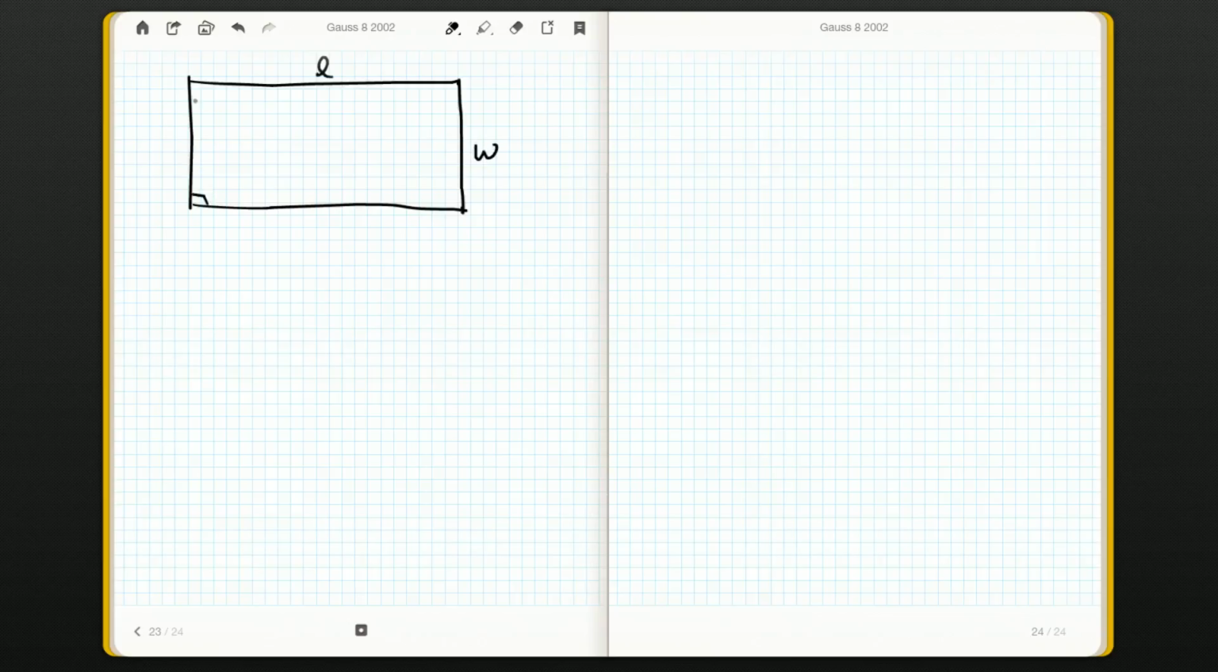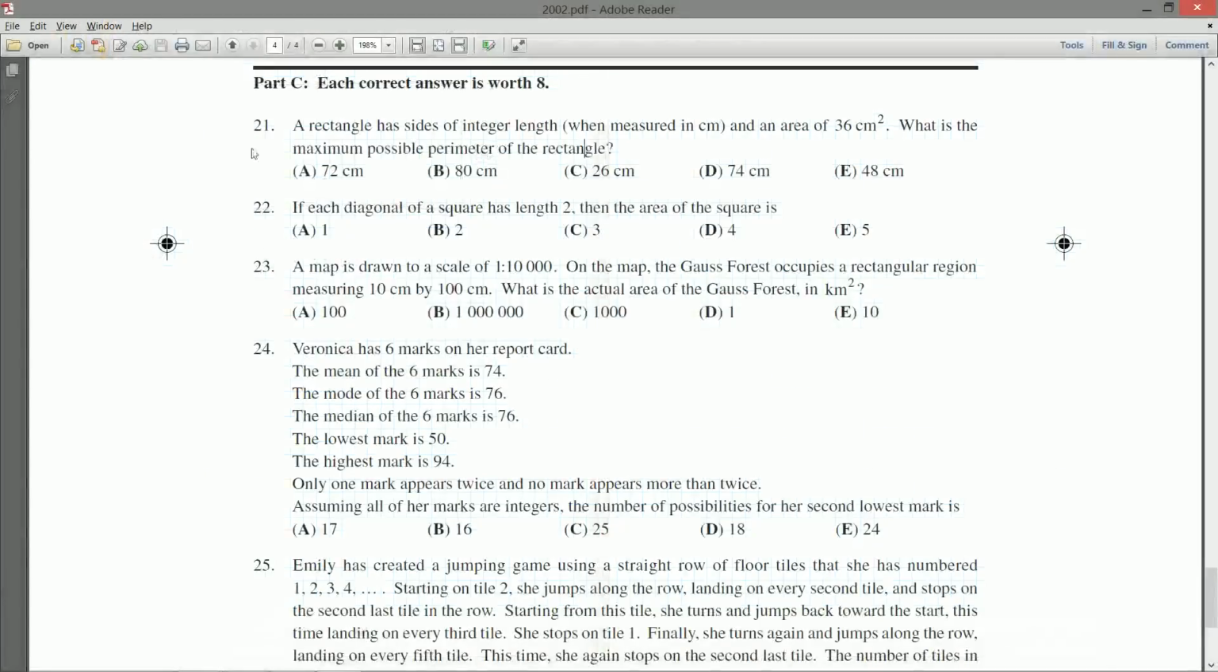So, if I want the perimeter of my rectangle, well, I've got two side lengths of length L and two sides of length W. So that's going to be L plus W plus L plus W, or another way of saying that is 2 times (L plus W). Okay. So now I've got my perimeter. Great. We want the maximum possible perimeter.